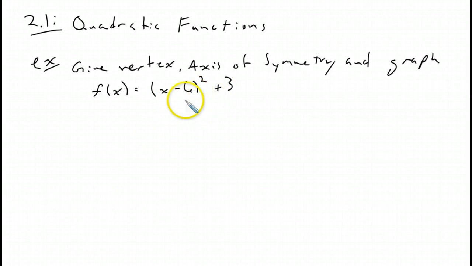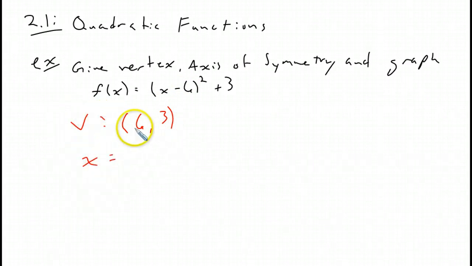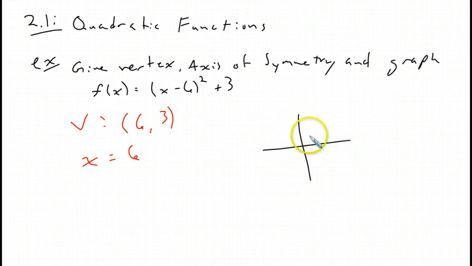Well, this is already in standard form, so it makes it really easy to pull out the vertex. Inside with the x, so I'm going to pull out the opposite. Outside with the y, so there's my vertex. Vertex is 6, 3. Cool. Axis of symmetry, I know it's just the x coordinate, so x equals 6. There's my axis of symmetry. All that's left is to graph this thing. So at 6, 3 I have my vertex, so over 1, 2, 3, 4, 5, 6, up 1, 2, 3. There is my vertex.